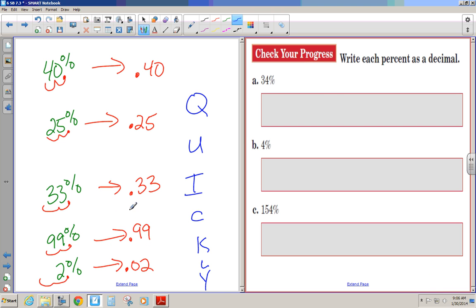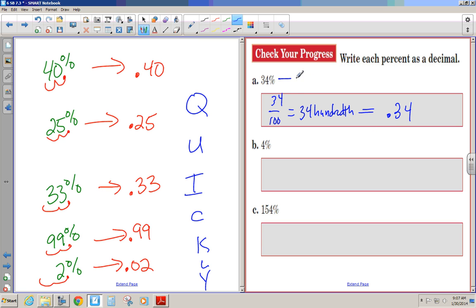All right, so pause the video, try these on your own. Convert these percentages to decimals. All right, welcome back. You should have written, it would have been good for you to do 34 over 100, which means 34 hundredths, which ultimately gives you 0.34.